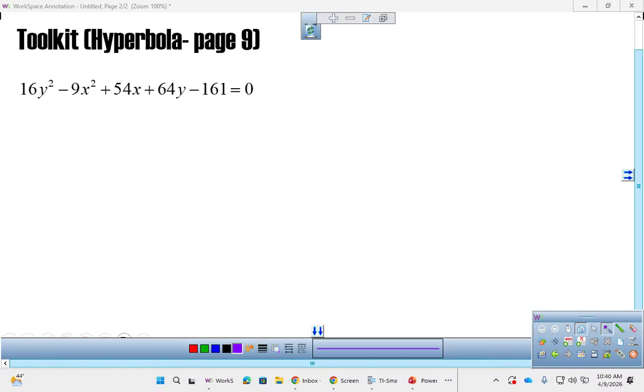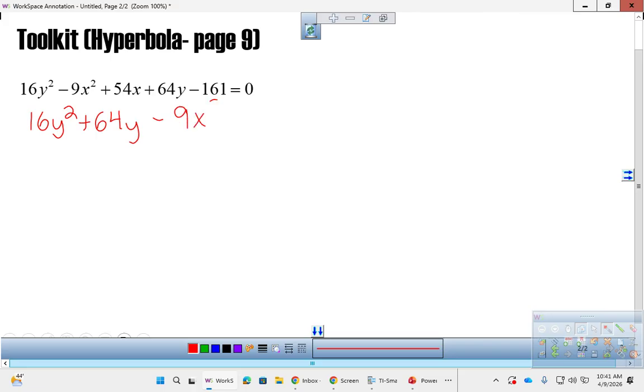So I want to make this look like the standard form of a hyperbola. First thing I'm going to do is I'm going to put my y's with my y's, and I'm putting the y first because it's presented to me first and it's positive. In the standard form of a hyperbola, the minus is the second one. So normally we start with x, but we're going to start with y for this one. All right, and then I've got a minus 9x squared and a plus 54x. And then I'm going to take this minus 161 and add it to this side. And it'll become a positive 161 over there. So I'm just moving the constant to the other side.